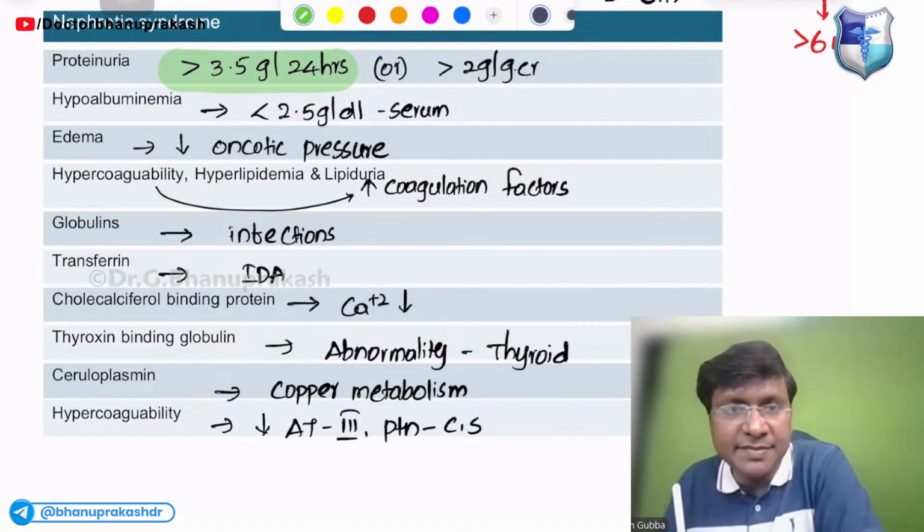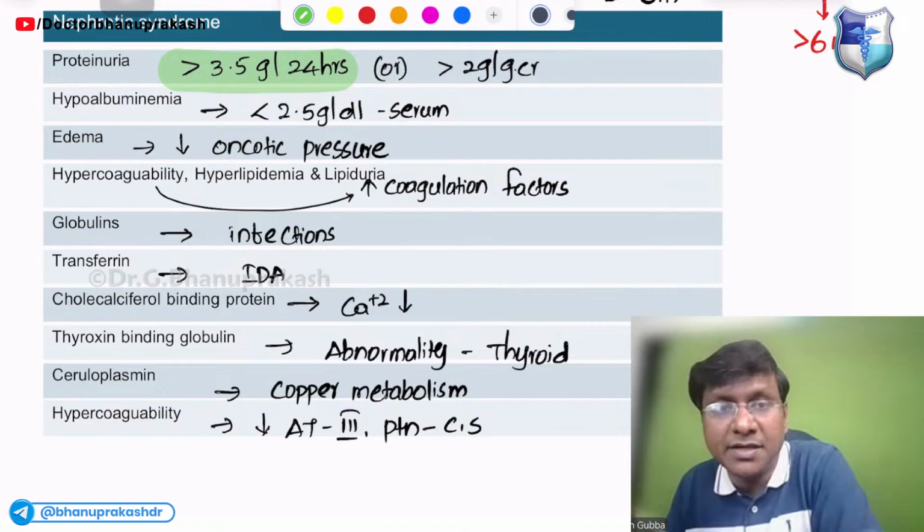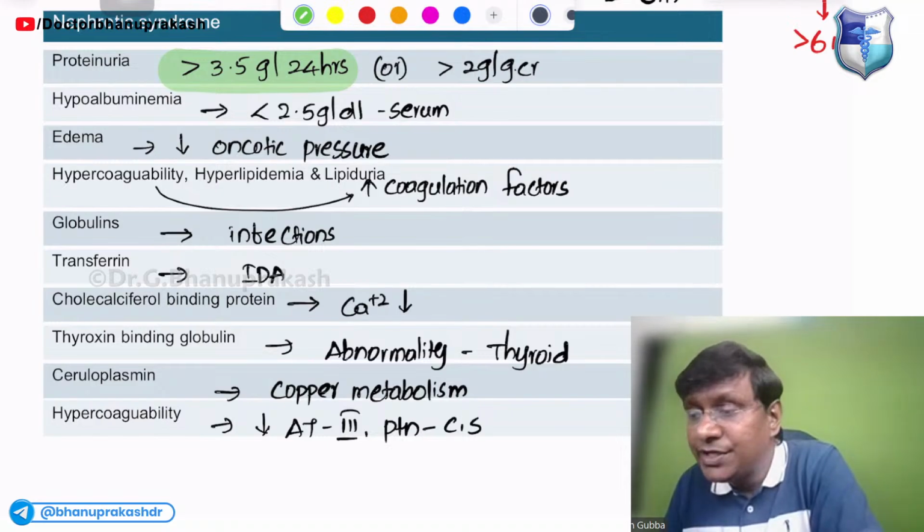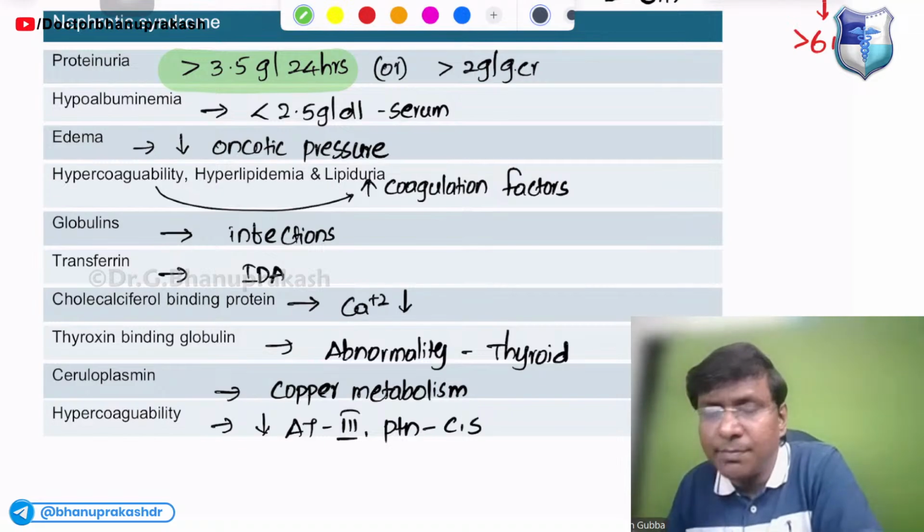When do we use the estimated GFR? We use estimated GFR mainly whenever we are calculating doses of particular drugs, for example aminoglycosides and amphotericin B. Whenever you want to give such a drug in a patient with chronic kidney disease, you need to calculate the estimated GFR and accordingly give that drug. That is where we very commonly use eGFR.